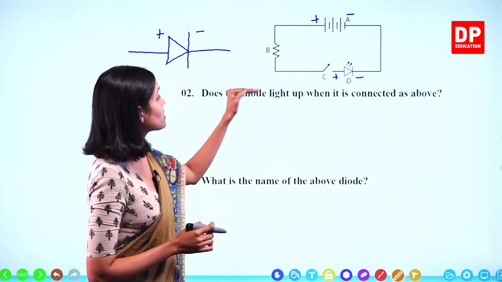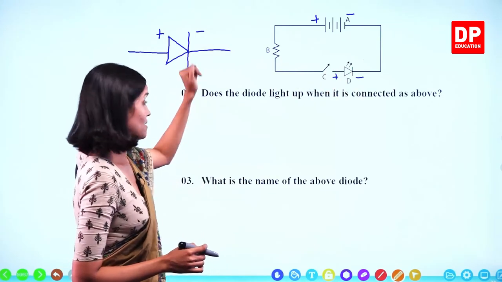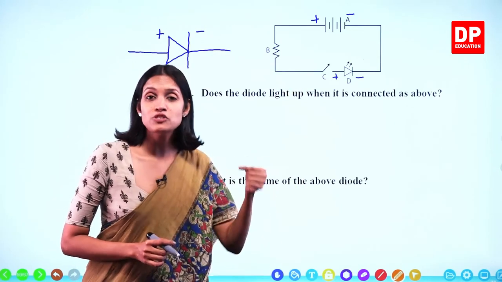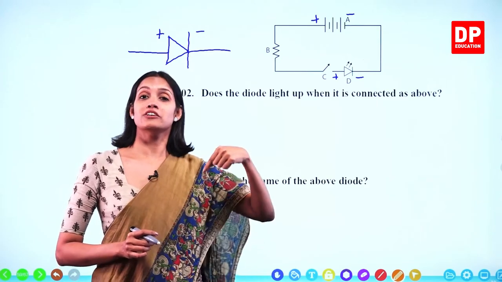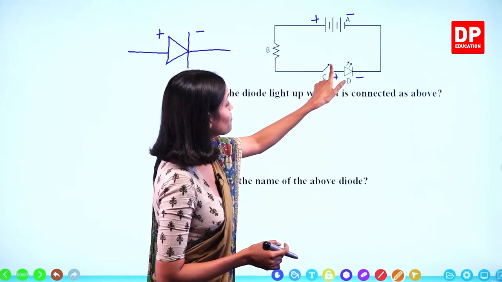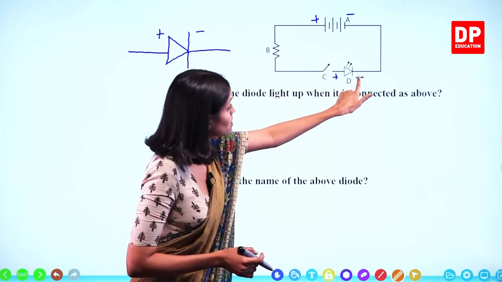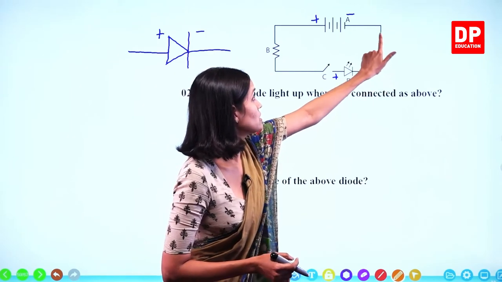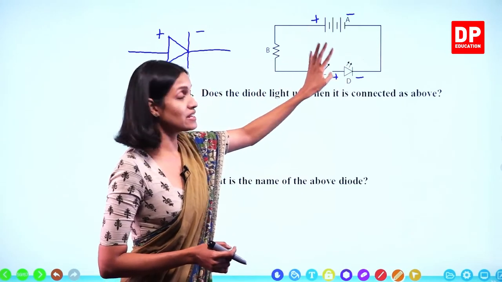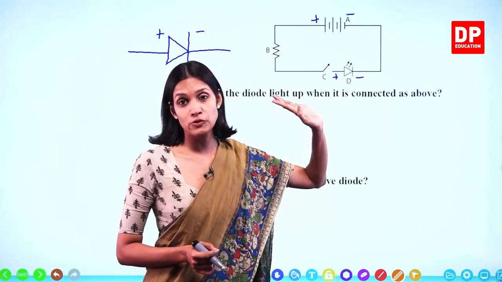Right? So does this LED light up when it is connected to the above? LED is also the same as the diode, right? So you all know that the longer terminal, which means the positive terminal of the LED, should be connected to the positive terminal of the cells. Look at this one. The positive terminal of the LED is connected to the positive terminal of the cell. The negative terminal of the LED is connected to the negative terminal of the cell, which means this diode is connected correctly to the circuit. Therefore, a flow of electricity passes through this diode, right?